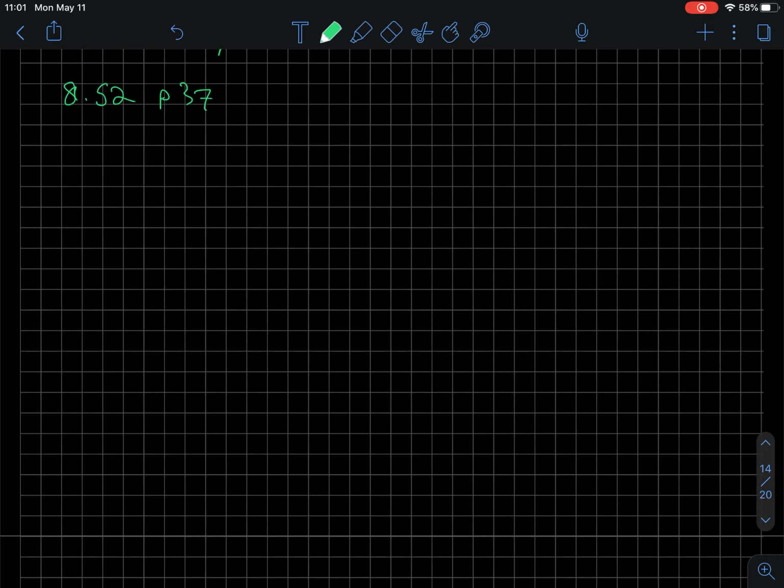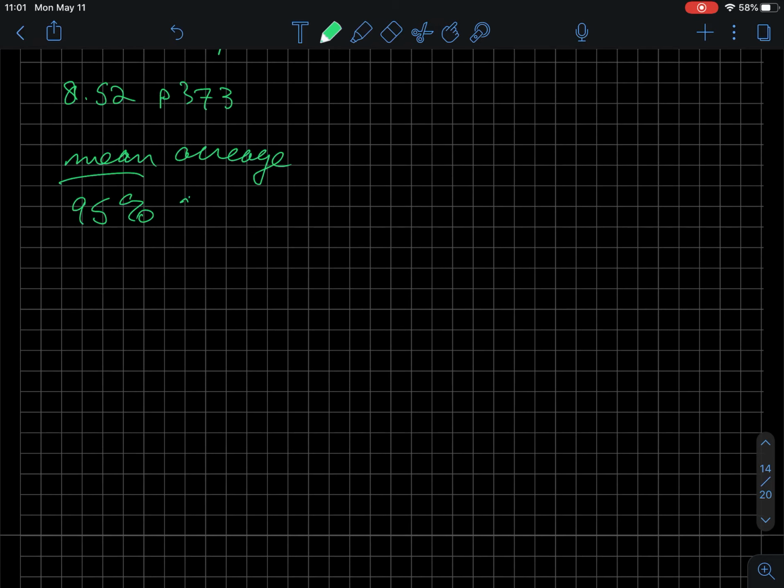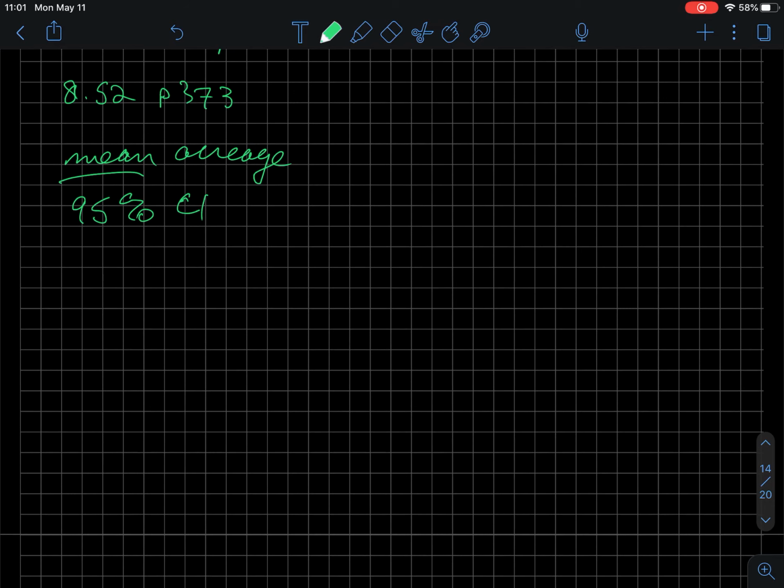8.52, part A. We're trying to find a mean acreage. This part is key. We're not looking for a proportion. We're looking for a mean, an average amount. So find the mean acreage. We want a 95% confidence interval, and we want to be within 25 acres of the actual amount. A study 10 years ago had a sample standard deviation of 200 acres for farm size.